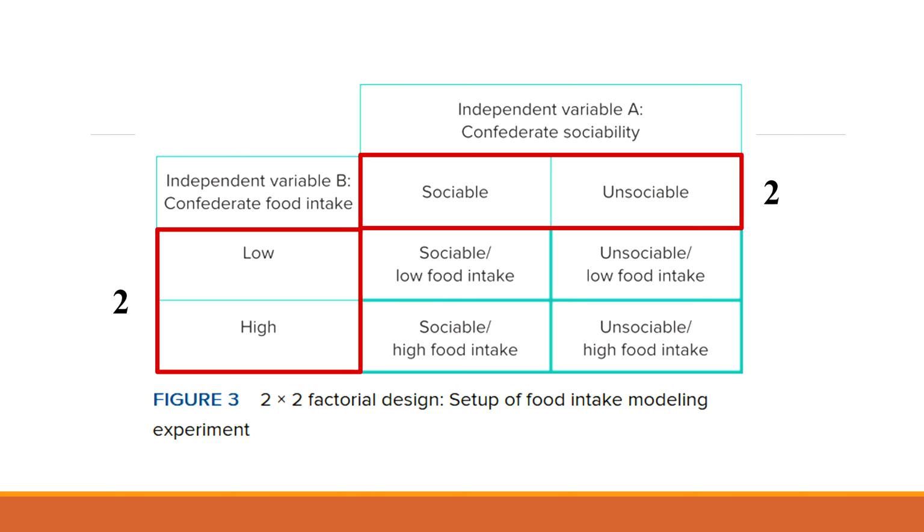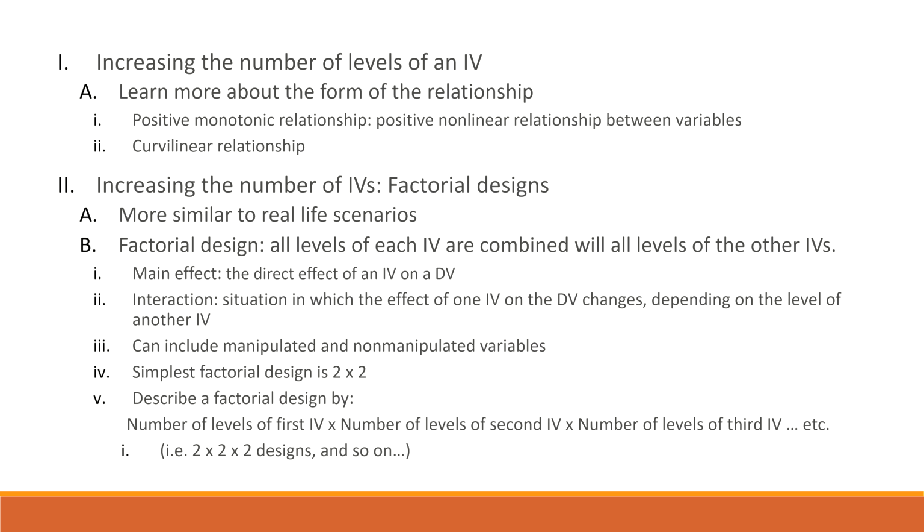From here, you can measure the main effects, see if high sociability versus low sociability influences how much a participant eats, and whether the confederate's food intake, again low or high, influences the amount of food the participant consumes. And you can then look at the interactions. Does having both high sociability and high food intake lead to different outcomes than being high or low on the other variables.